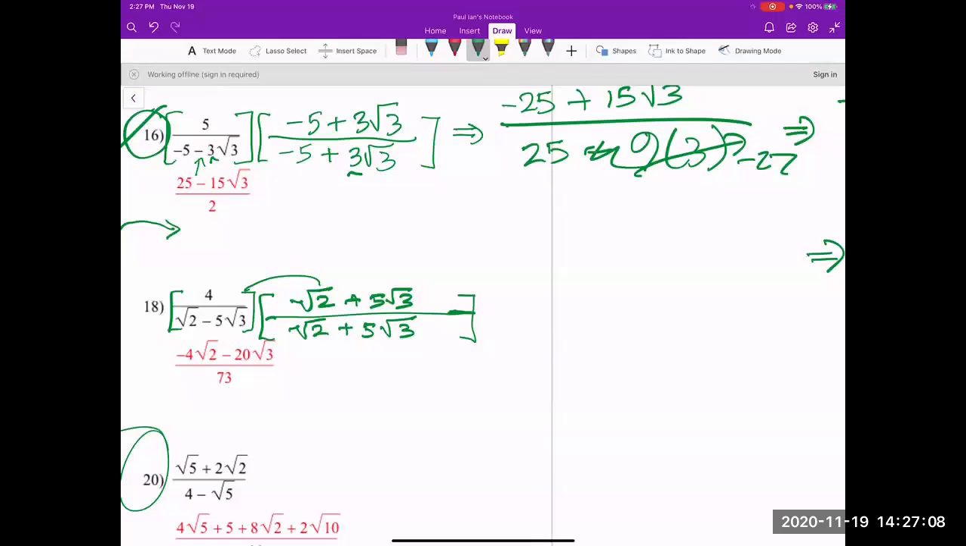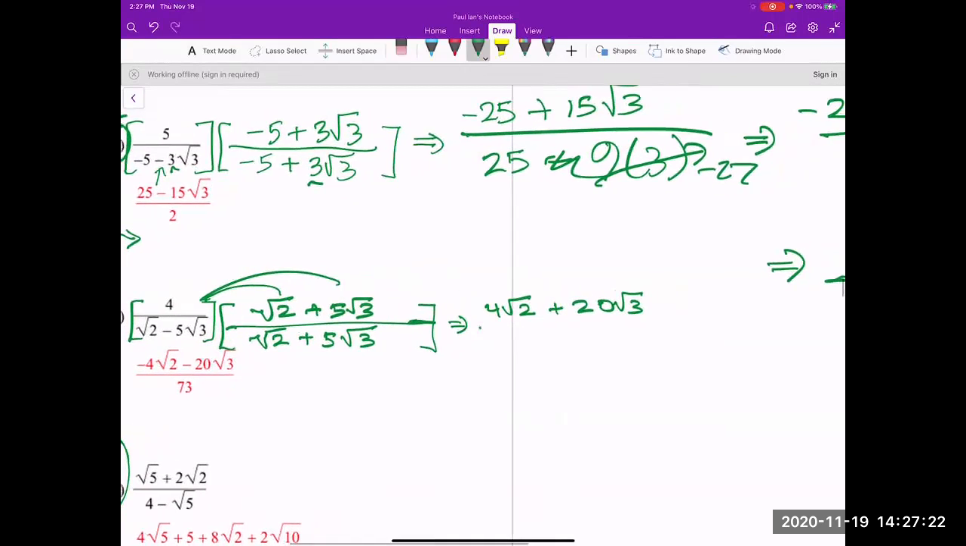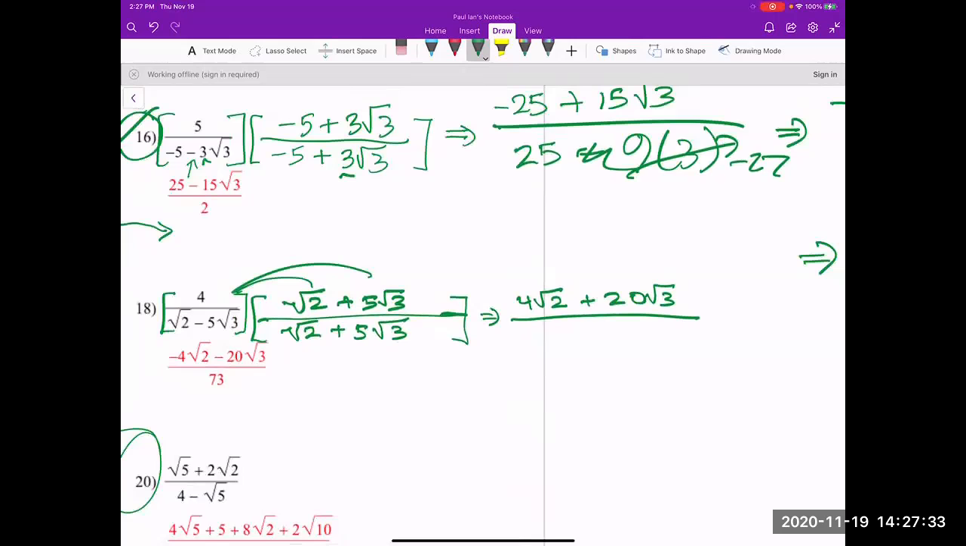Now what do you do next? Distribute. Okay. So distribute these guys. And then you're gonna get 4 root 2 plus 20 root 3. And then the bottom, so the first term. Actually, what's the first term at the bottom? 2. Okay, and then the second term. The other two cancel out, so there's only 2 terms. So what's the second term? Negative 25. Okay, and then times what? Times 3. Perfect. That's the one.